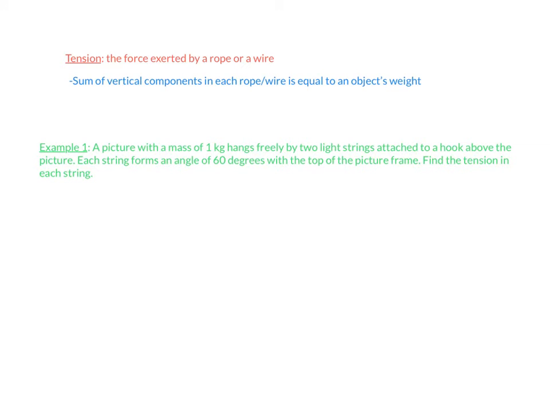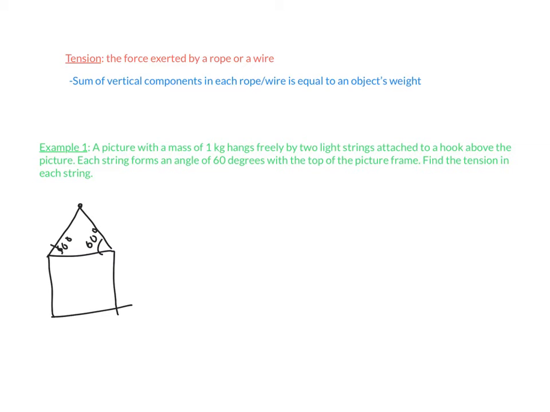First example, we have a picture that has a mass of 1 kilogram. This picture hangs freely by 2 light strings attached to a hook above the picture. Each string forms an angle of 60 degrees with the top of the picture frame. We would like to find the tension in each string. Thankfully in this problem we have the same angle, so the tensions in the 2 strings are going to be the same. If they were different angles, they would have a different amount of tension.